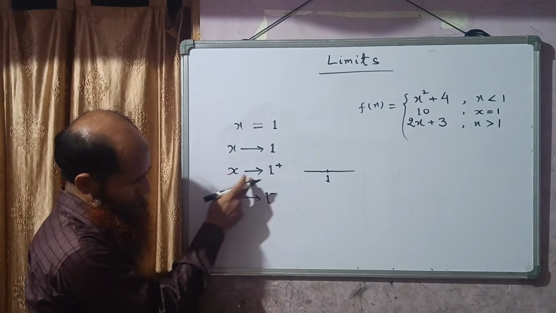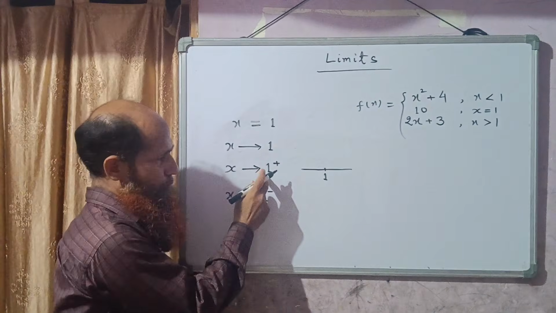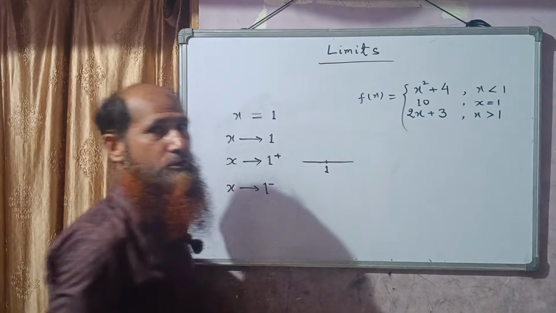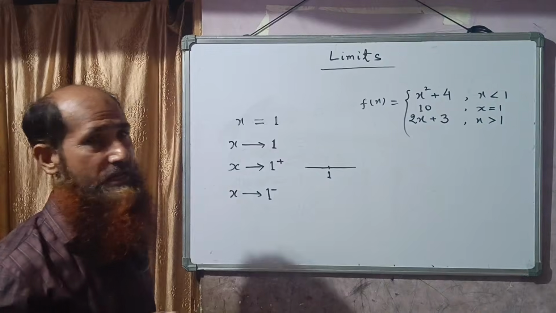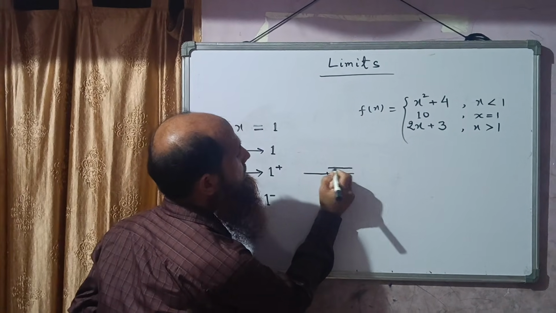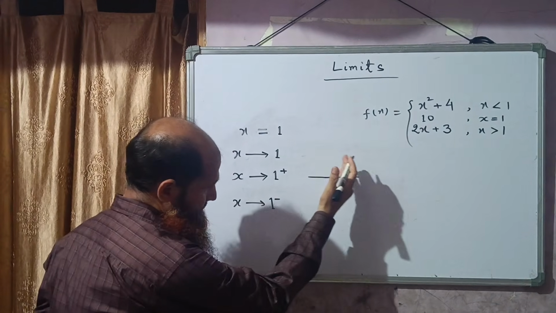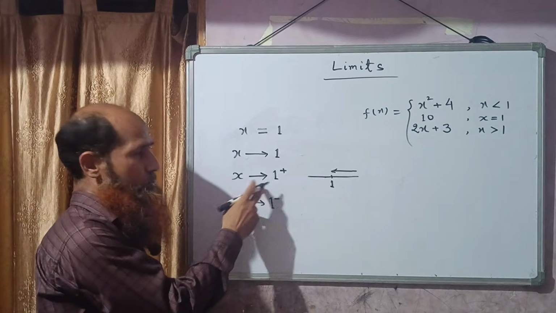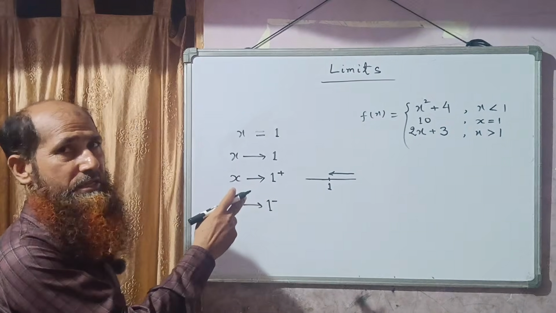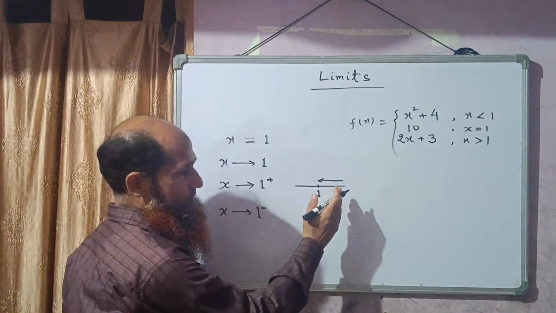When x tends to or approaches 1 from right, here 1 plus means what? x is very close to 1 but is not equal to 1. It is slightly more than 1. So x approaches 1 from right means x is very close to 1 but it is not equal to 1. It is something like 1.000001, so slightly more than 1.